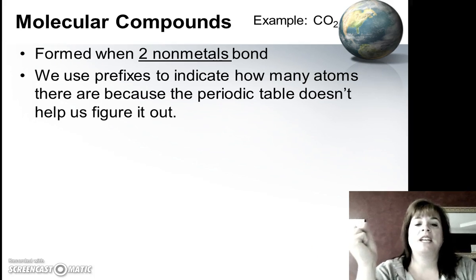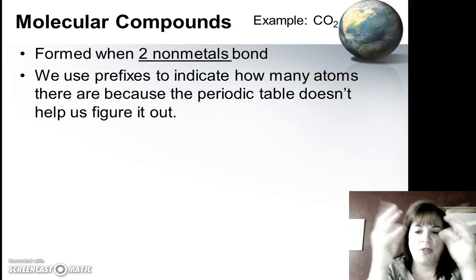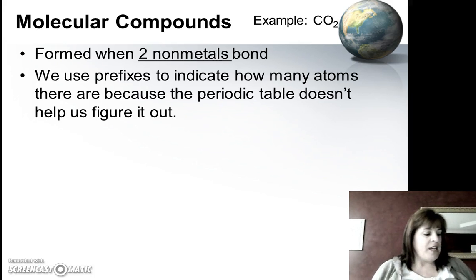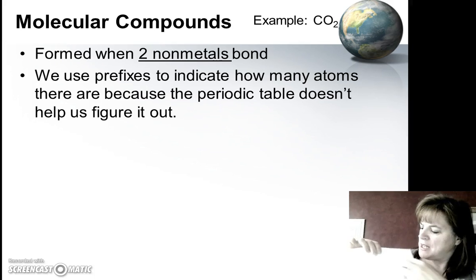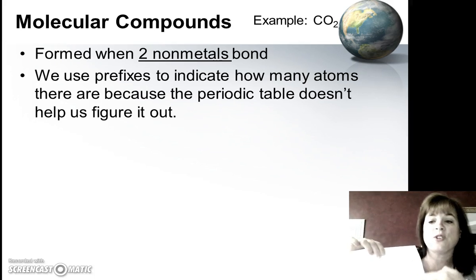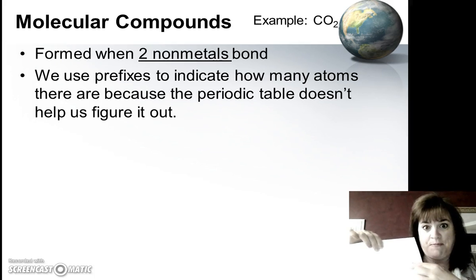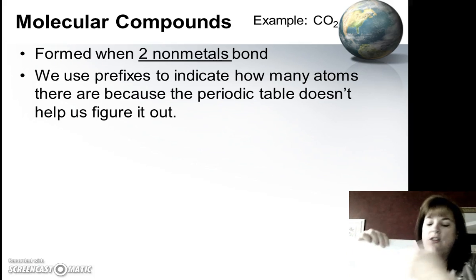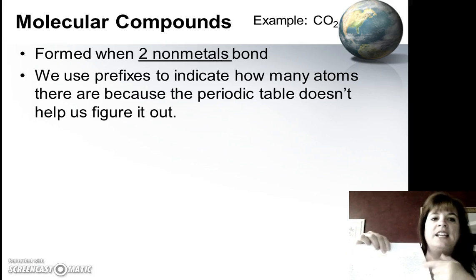Well, it's when we take two nonmetals and we put them together into a compound. Now, remember the nonmetals are up here in this quarter, so there aren't even that many of them. Right? We don't have all of these to know. Now it's just this little corner right here.